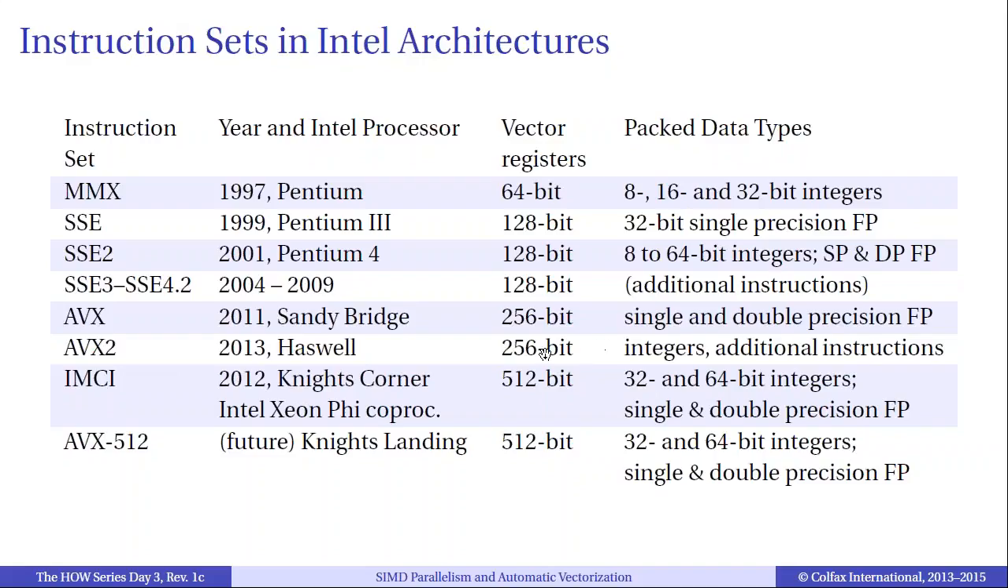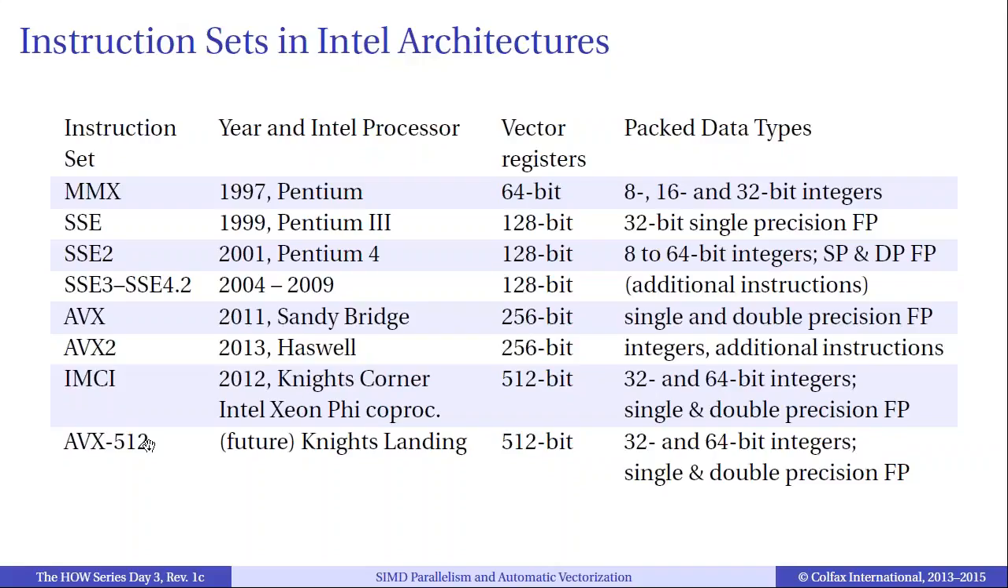So with integers, you can fit 4 64-bit integers or 8 32-bit integers into a vector register and apply one operation to this many elements. With floating point numbers, you can fit 4 double precision floating point numbers or 8 single precision floating point numbers.